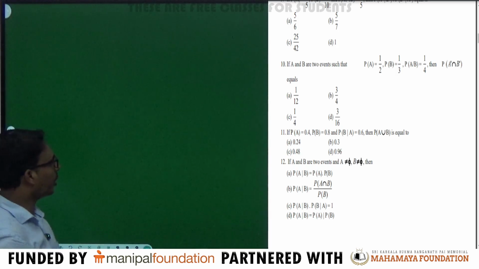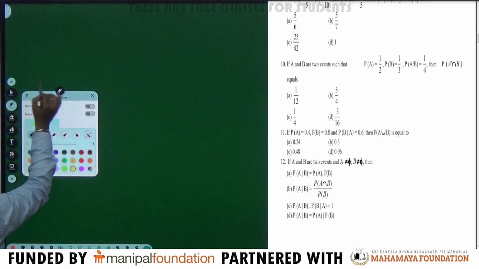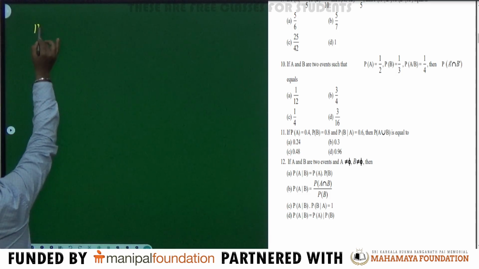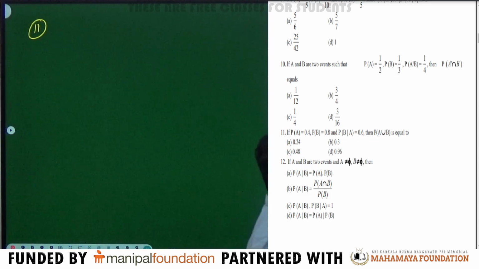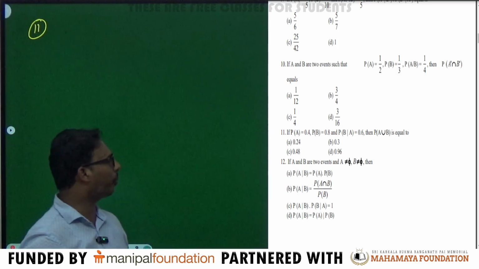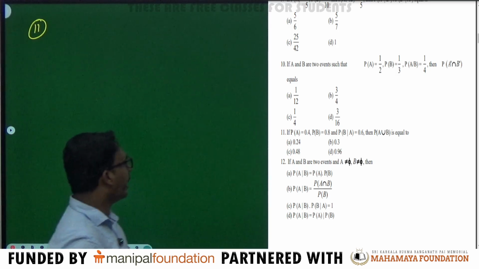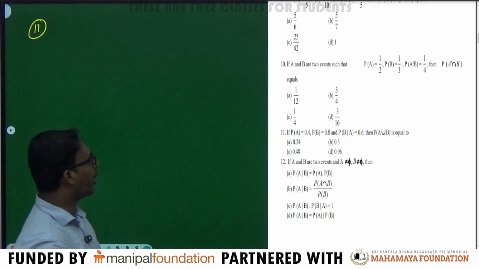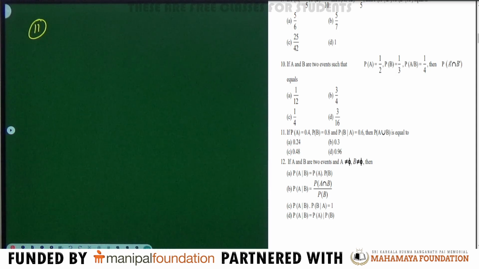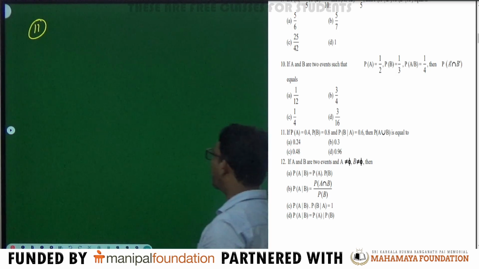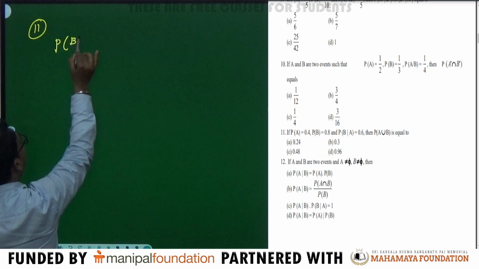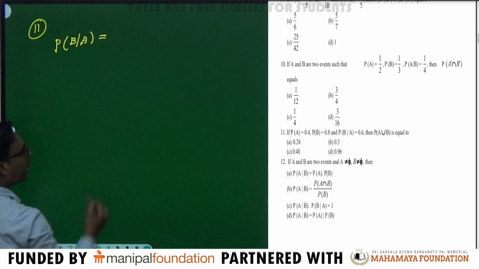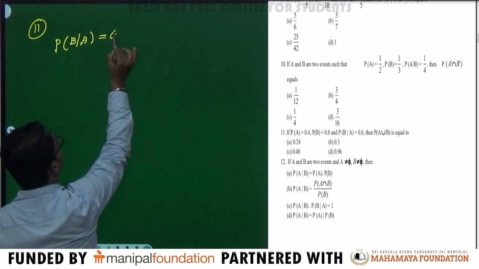Next question. Question number 11. If P of A is equal to 0.4, P of B is equal to 0.8 and P of B given A is equal to 0.6. What is the value of probability of A union B? It is also a very simple problem. They given probability of the event B given that A is already occurred. It is equal to 0.6.